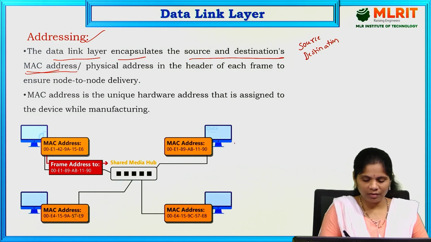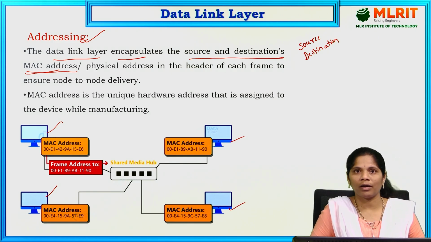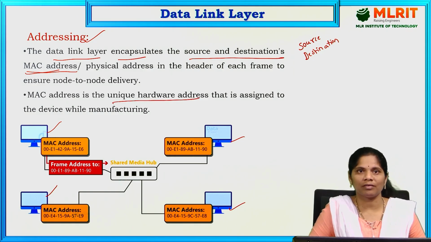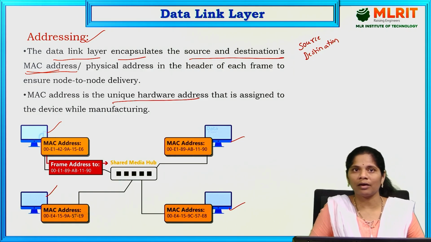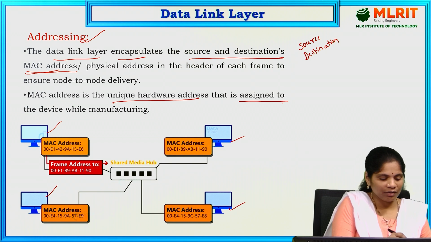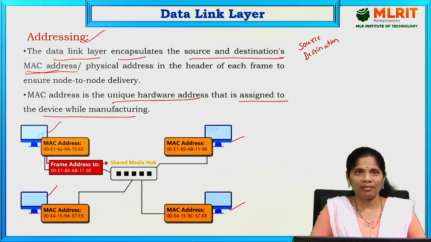See in this picture, there are 4 devices. Each device has its own MAC address. How is the MAC address given? It is a unique hardware address. MAC address stands for media access control address. It is assigned when the device is manufactured; at that time this MAC address is assigned to the particular device. That is the MAC address.